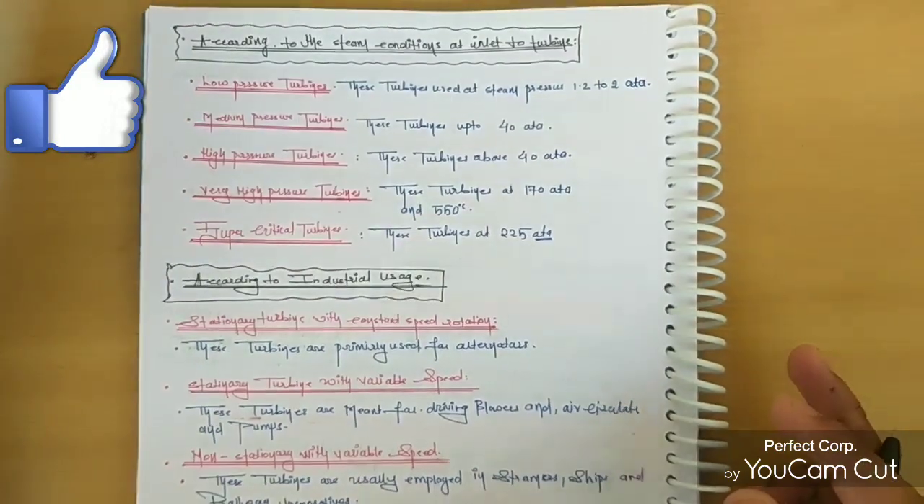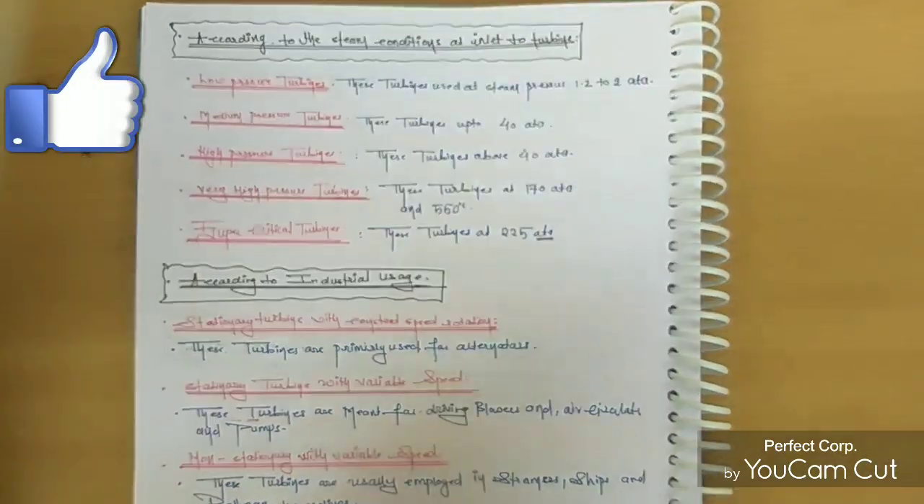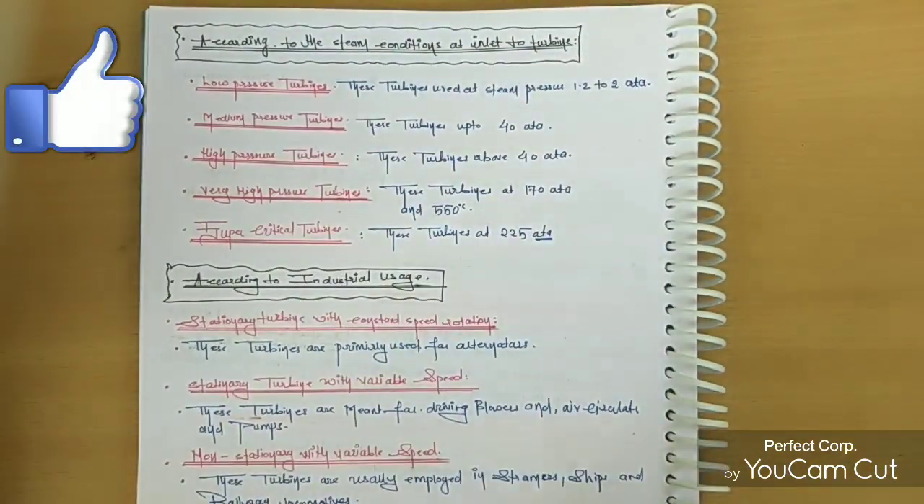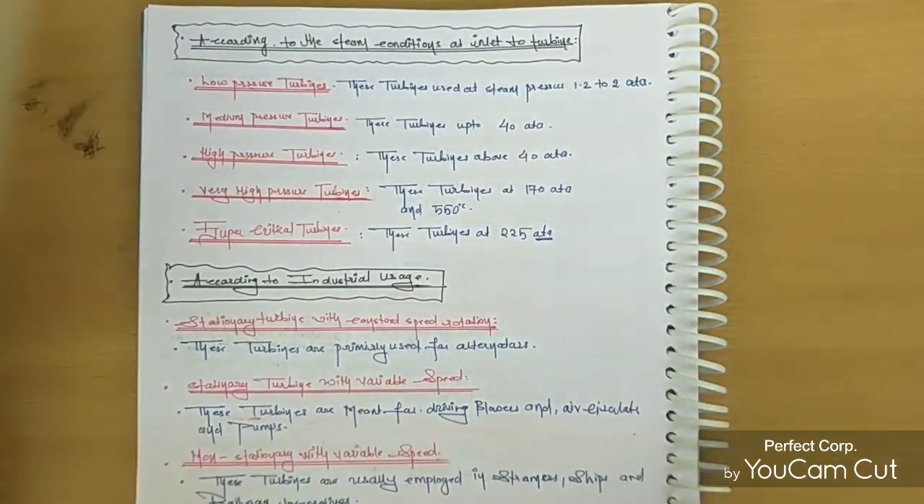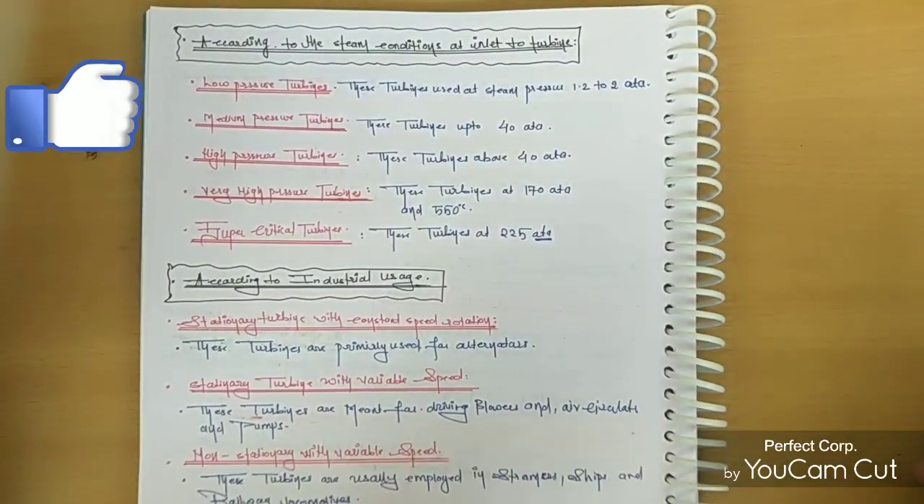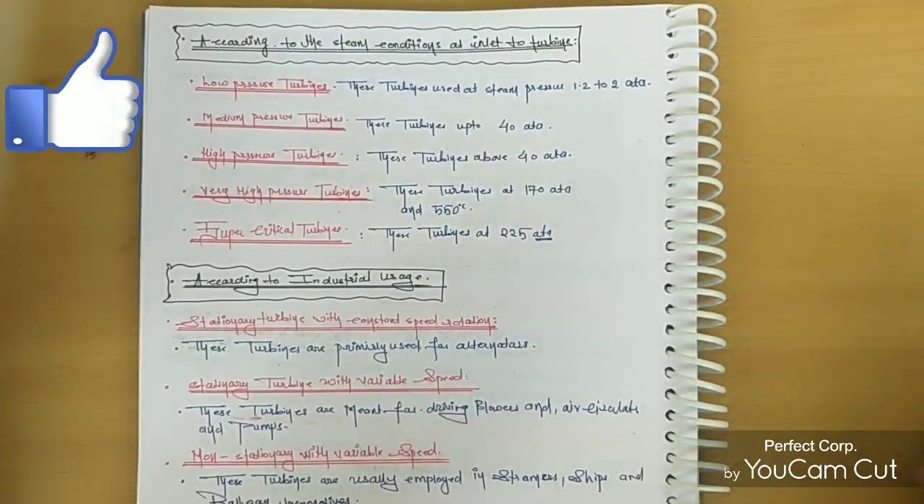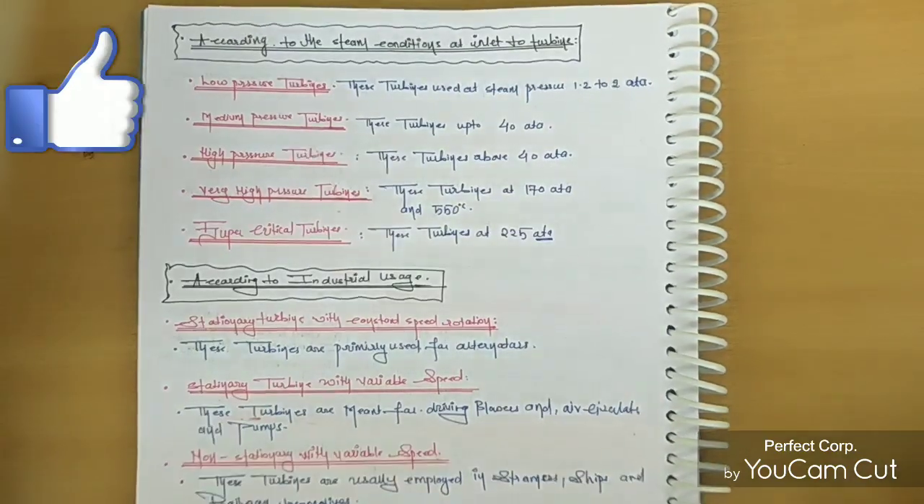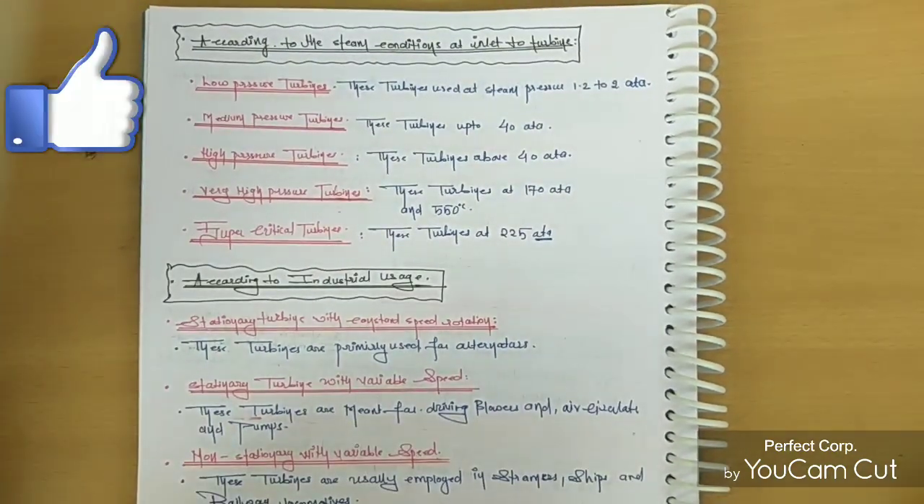So, according to the steam condition at the inlet to the turbine, we categorize turbines into 5 types. First is the low pressure turbine, second is the medium pressure turbine, third is the high pressure turbine, fourth is the very high pressure turbine, and fifth is the supercritical turbine.